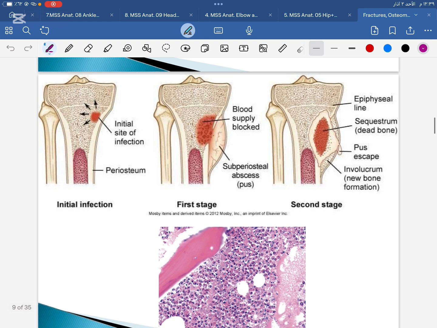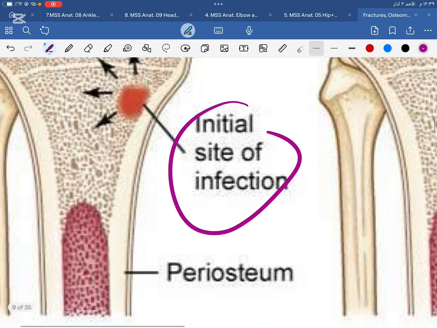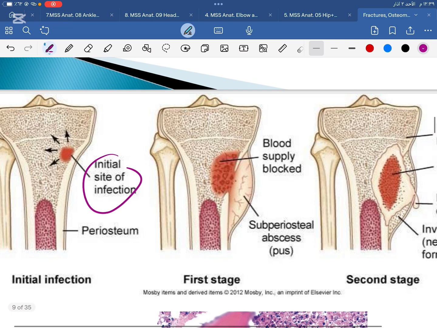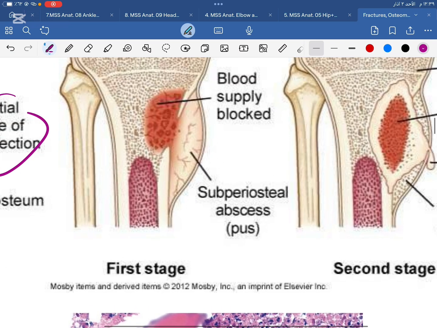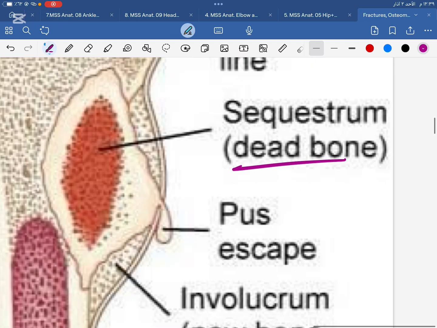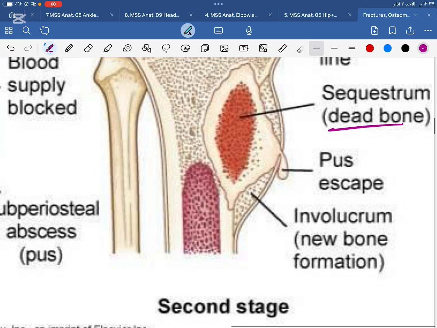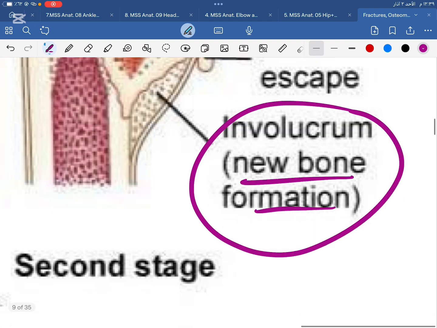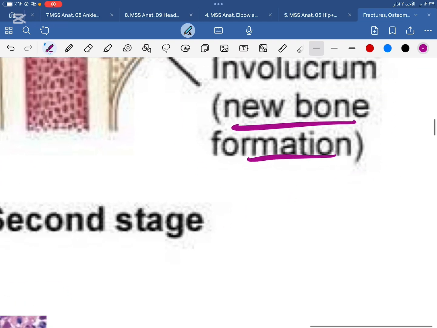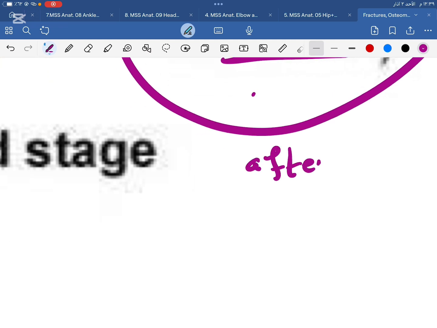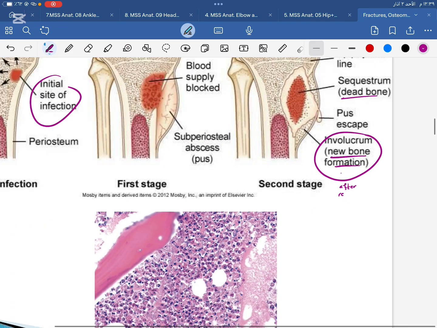For example, here is the initial site of infection. This is the outer periosteum. We may have periosteal abscess formation with time. Then the sequestrum, which is necrotic dead bone. The involucrum is the new bone formation after the destruction and resorption of dead bone. Here in the histology you can see sheets of inflammatory cells. Here it is neutrophils. This is acute inflammation.